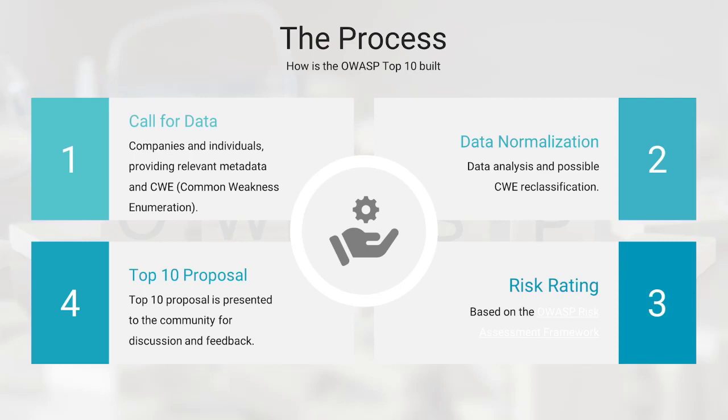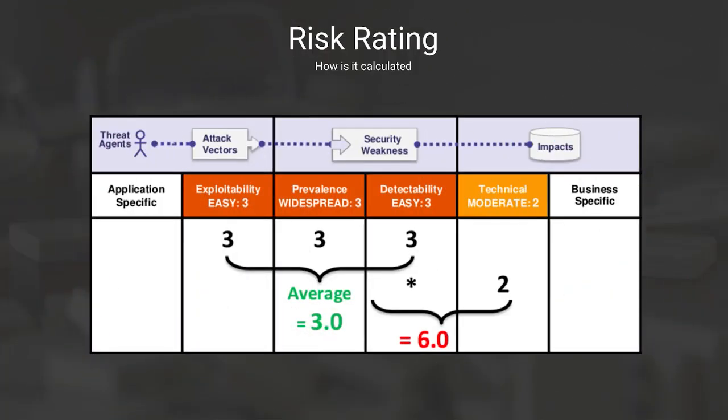Then comes the risk rating, which we will discuss in more detail in a few moments, but which is based on the OWASP risk assessment framework, available at owasp.org. A top 10 draft is presented to the community for discussion and contributions, what you may expect to happen in the GitHub repo. We saw a table like this during our walk through the document.